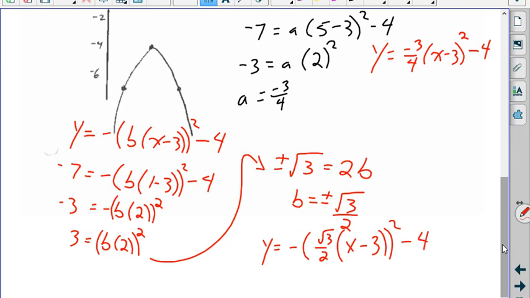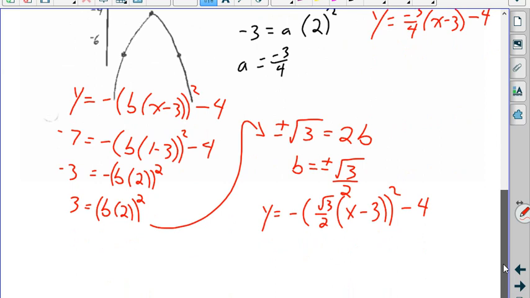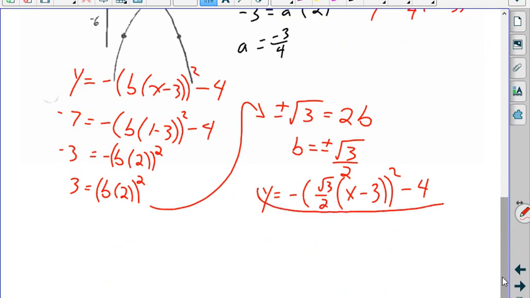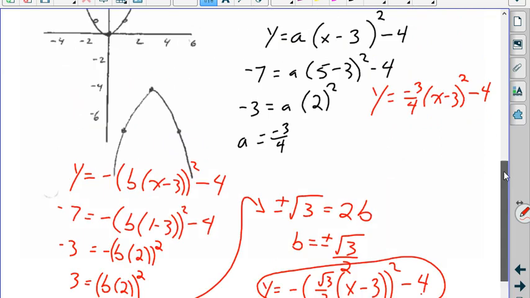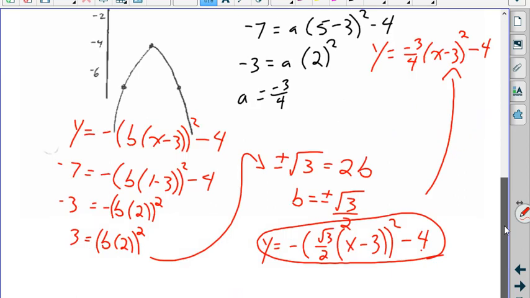Now, why can I ignore the negative here? Well, looking at this graph, notice the graph is symmetrical around the y-axis. So if I flip it this way, it's going to be the exact same graph. So I can ignore the negative in this case. So this and this equation are the same. And I'll prove it to you in a second once you copy everything down.